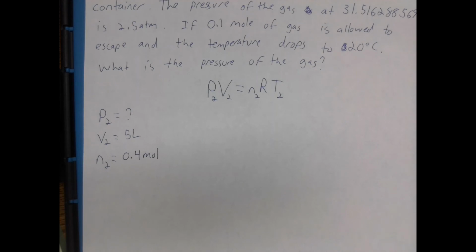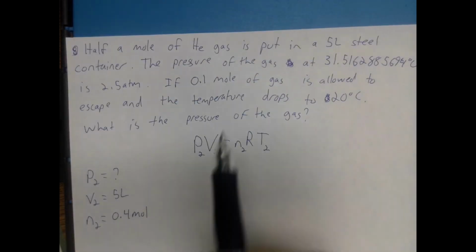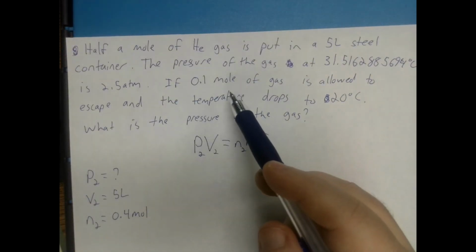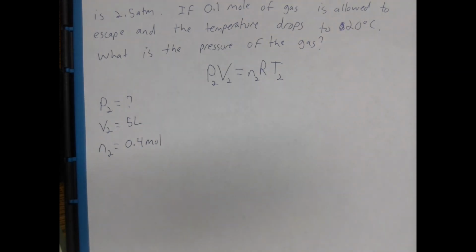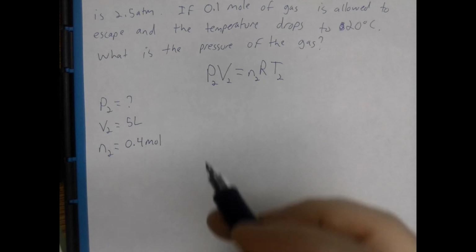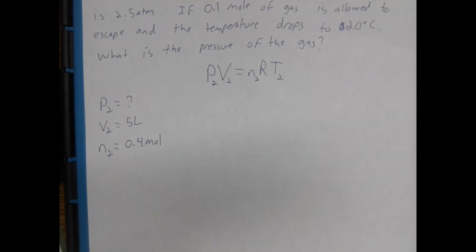N stands for number of moles. The 2 represents that this is the final. The N is the variable, like P is for pressure. N stands for number of moles.